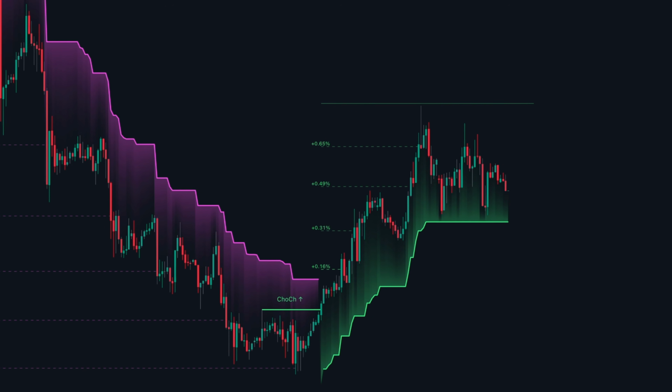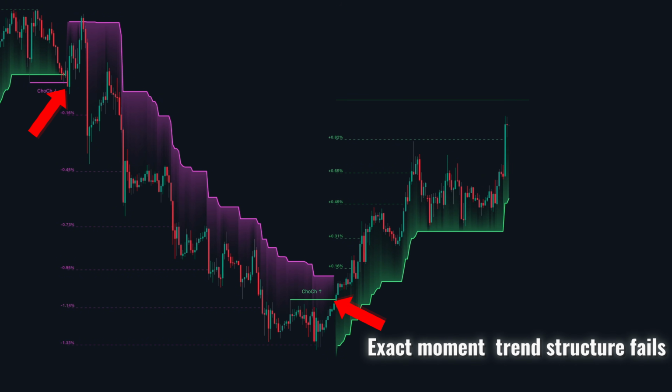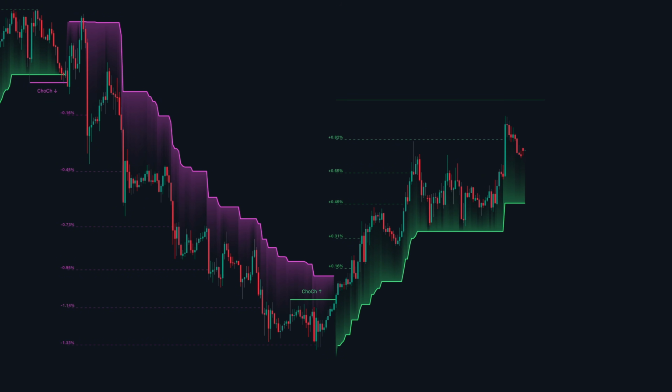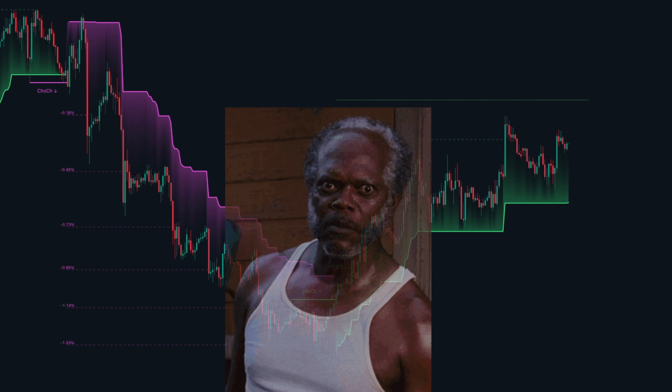That is the whole indicator, and it does its job perfectly. It tells you the exact moment the trend structure fails. But here is the thing you need to understand. A broken level and a trend reversal are not the same event.